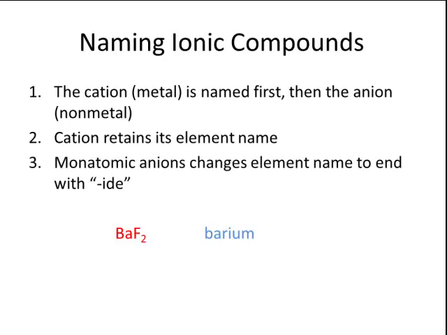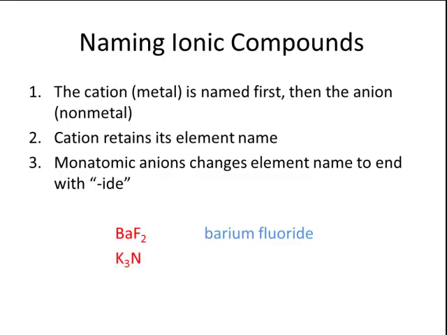Any monatomic anion changes its element name to end with "ide." So since I have BaF2, the F2 means that I have 2 fluorine atoms. So fluorine will change its name to fluoride. So BaF2 is called barium fluoride.